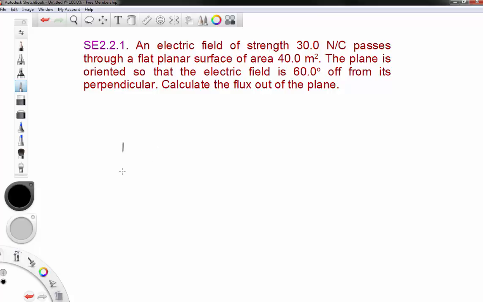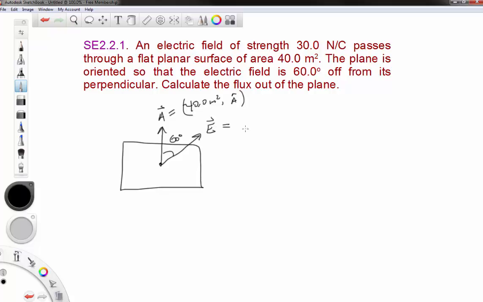So let's draw a simple cartoon of this. The plane maybe has an area vector like this. The electric field is 60 degrees off from the perpendicular, so this right here is the direction of the electric field. There's a 60-degree angle right here. The area has a magnitude of 40.0 meters squared, and the direction we can call A hat just to represent our direction. The electric field has in turn a strength of 30.0 newtons per coulomb, and maybe a direction of E hat just to give it some direction.